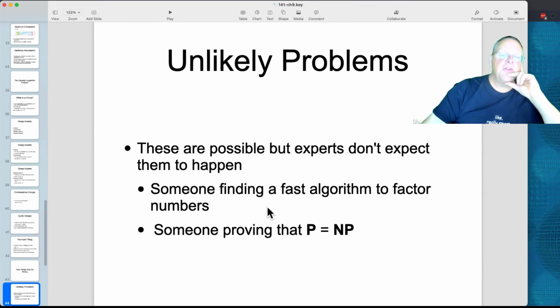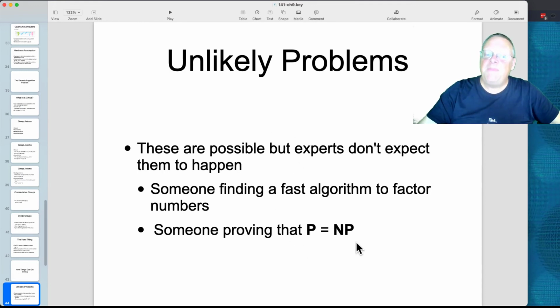Anyway, so here's things that might happen. If somebody proved that P equals NP, and they found a way to find the fast algorithm, then everything would be shot pretty much. But this would kind of destroy the entire field of mathematics, and nobody expects that.